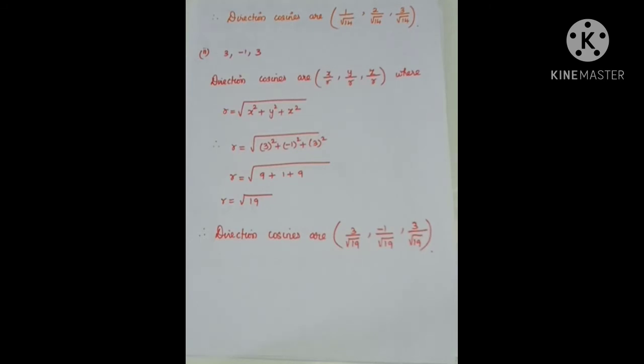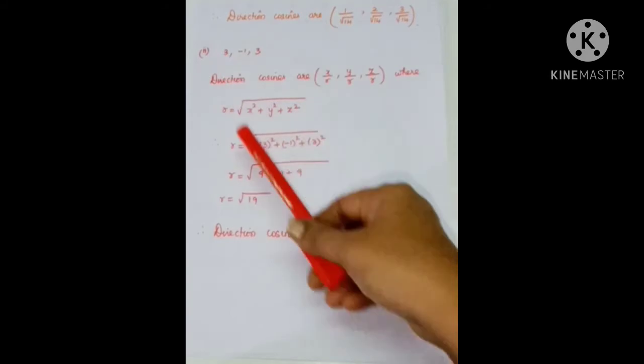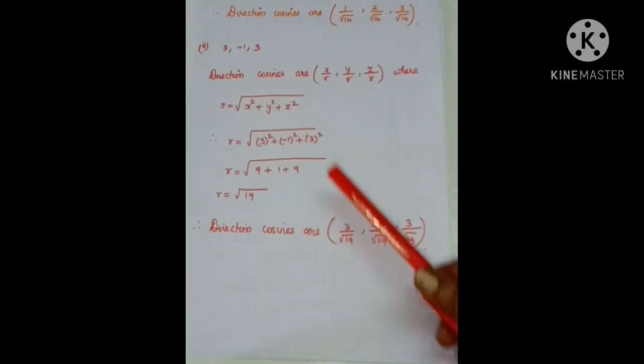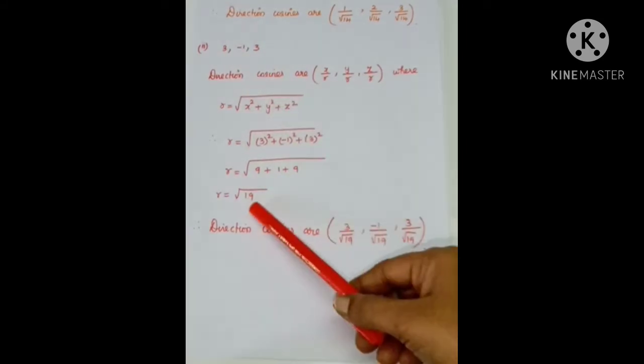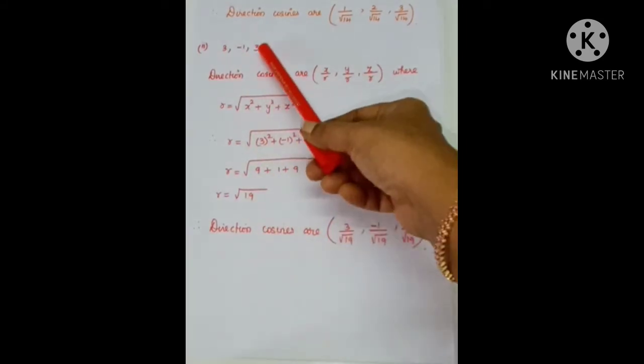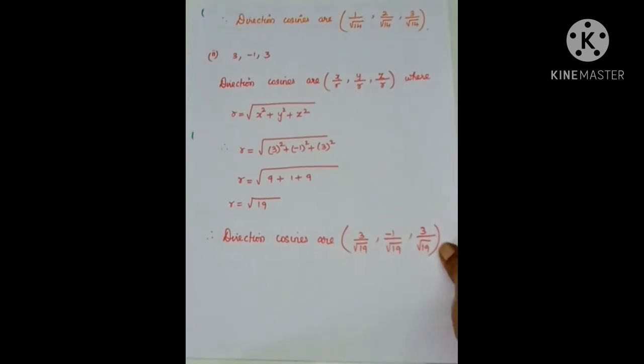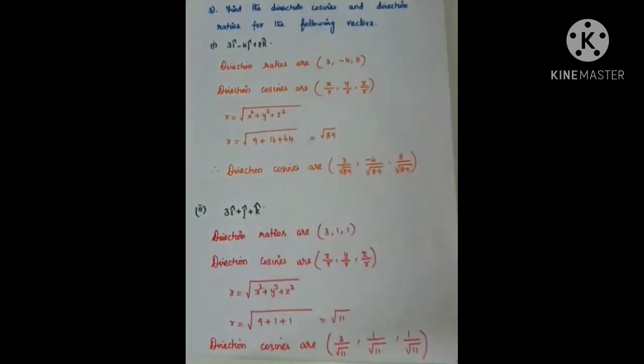What is x? x is here, it is 3. What is r? Square root of 19. So 3 by square root of 19. The next one, minus 1 divided by square root of 19 and 3 divided by square root of 19. This is nothing but the direction cosines of this vector.